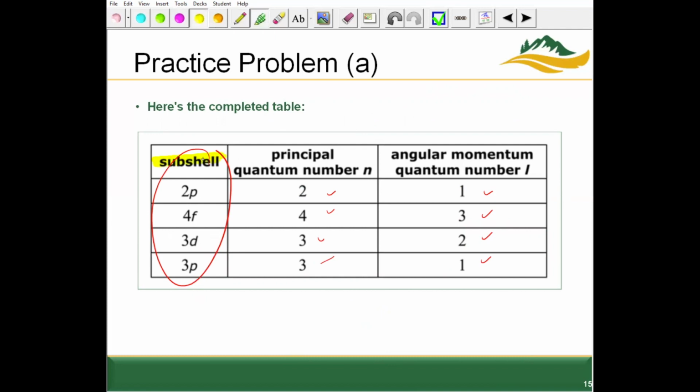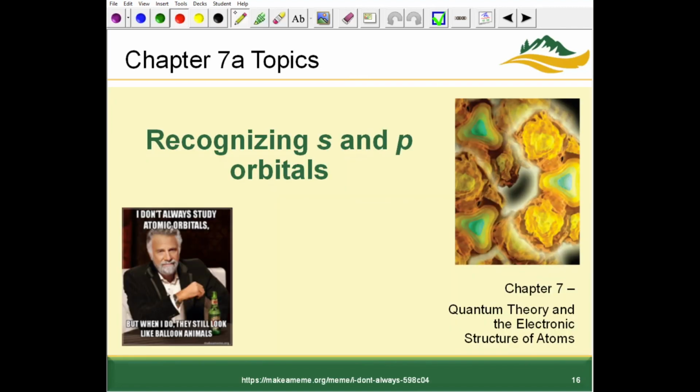Right? Subshell again describes the N and the L. These each constitute a subshell. So that was N and L. We'll practice more with N, L, M sub L, and M sub S. So we just focused on N and L. Now let's focus on recognizing S and P orbitals. And they are pretty cool because they do look like balloon animals like we saw.